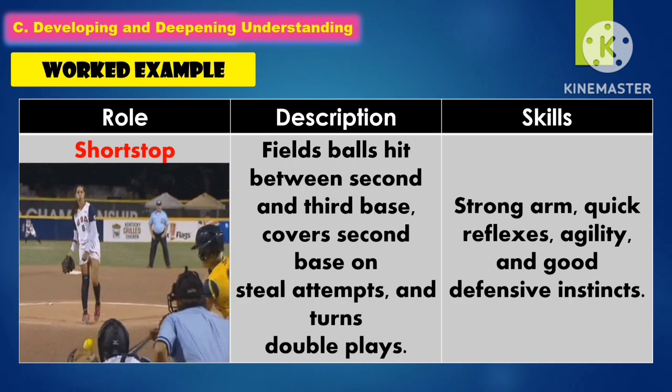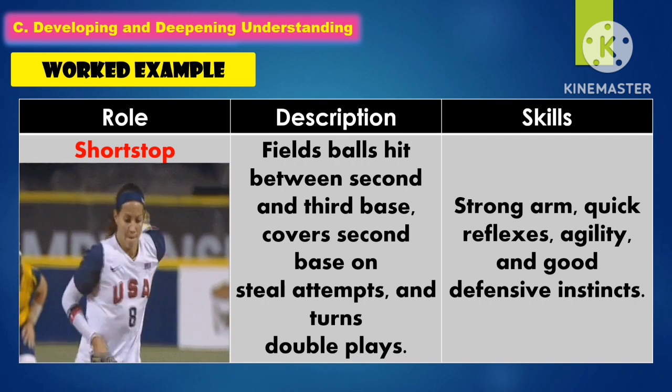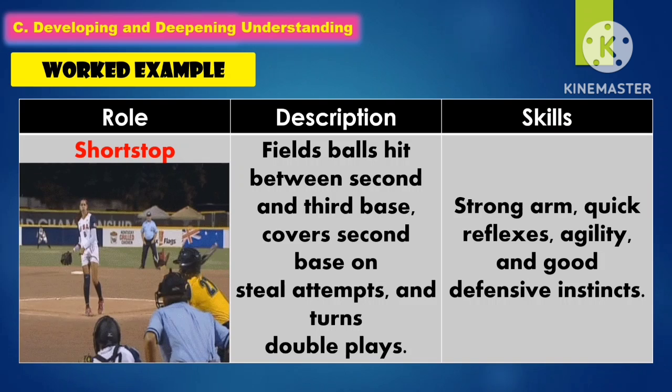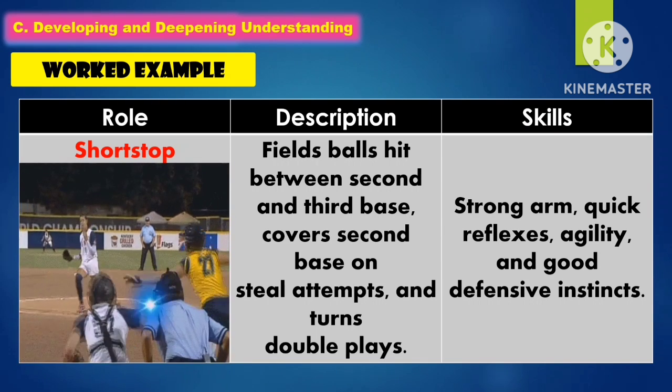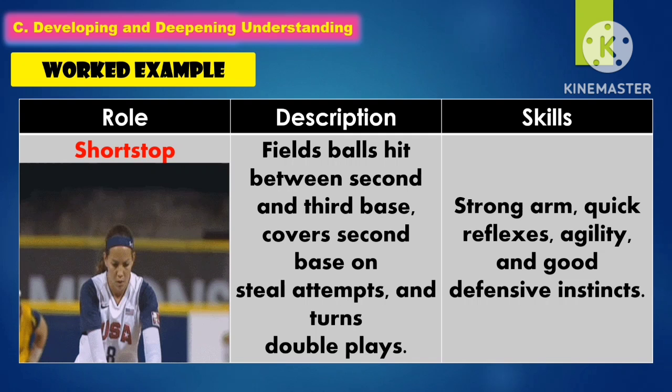Another role in softball is the shortstop. For the description, it fields balls hit between the second and the third base, covers second base on steal attempts, and turns double plays. And the skills needed are strong arm, quick reflexes, agility, and good defensive instinct.